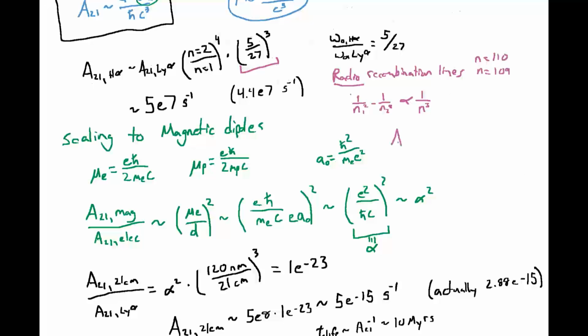So in this case, we get that A21 for radio recombination lines is going to be proportional to, we have an n to the 4th for the change in the dipole moment here, and then we have an n to the minus 3 to the 3rd, so n to the minus 9 for the change in the energy, which turns into the change in the frequency. So in general, radio recombination lines scale as n to the minus 5. So that's a very steep dependence on n. All right, so that was radio recombination lines, which was just a special case of being able to take a derivative of the 1 over n squared dependence of the frequency in hydrogen.